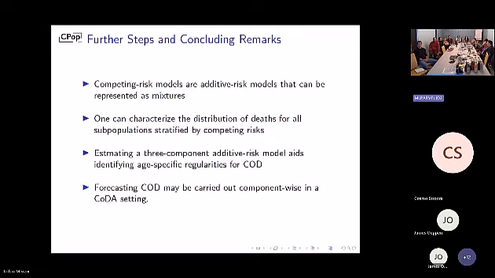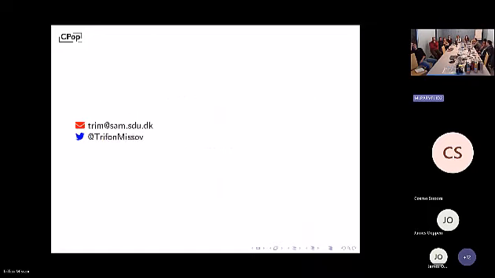And number two, I already mentioned, is to use the cause of death structure of the three components to forecast mortality by cause of death, well, component-wise. So these are the two next steps we would like to do. And I'm open to discussion.